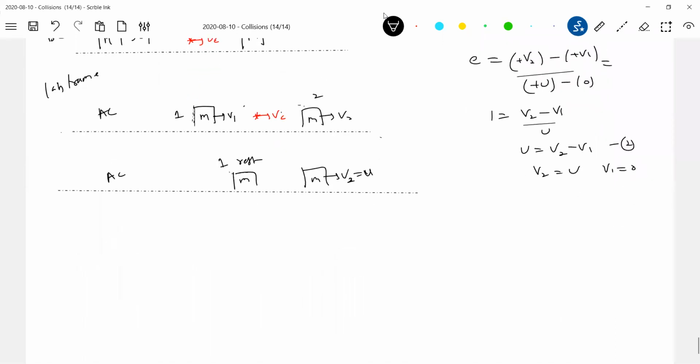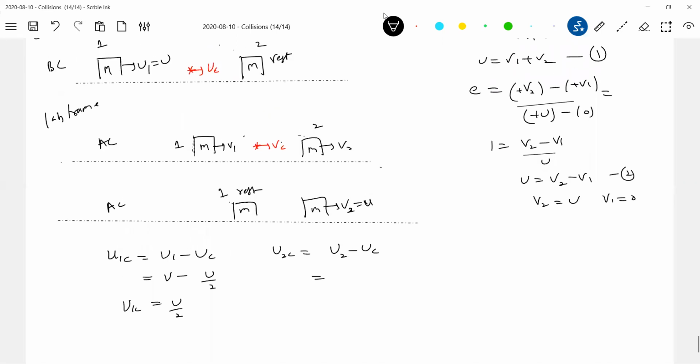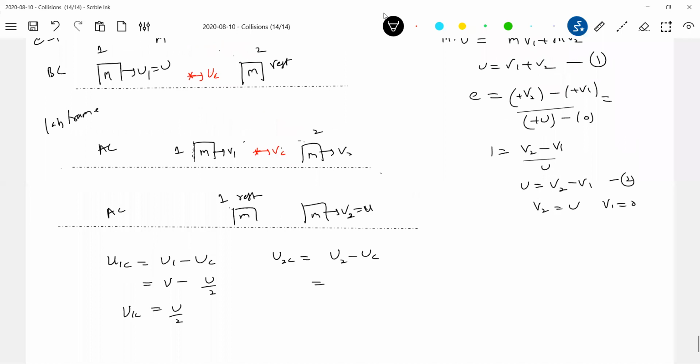So I'll proceed like this. Initial velocity of the first body with respect to center of mass should be u1 minus uc. u1 is how much? U. Velocity of center of mass, u by 2. u2c should be equal to u2 minus uc. What is the initial velocity of the second body? It was at rest, no? You can see from here, 0 minus u by 2.